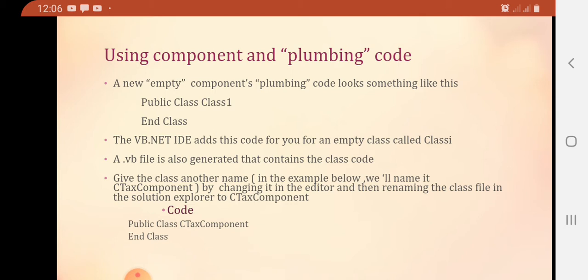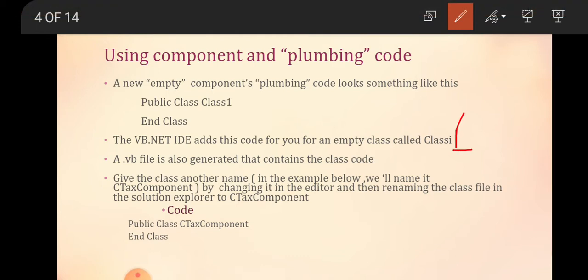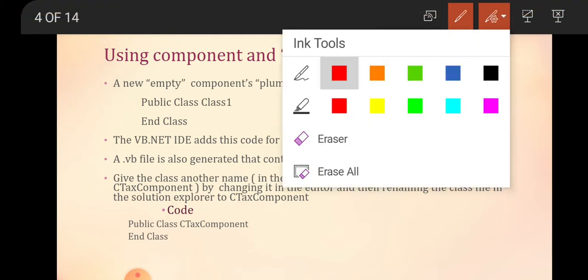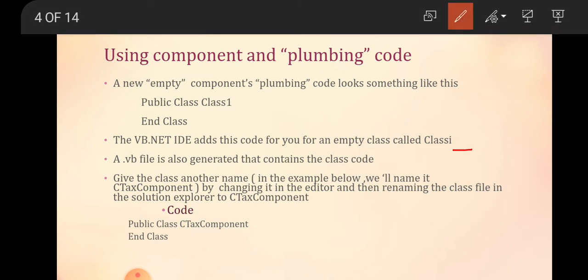Next, the VB.NET IDE. IDE stands for Integrated Development Environment. It adds this code for an empty class. From the VB.NET IDE itself, we can create an empty class. Here the class name is Class1. Got it? This class, it is not class I, it is Class1.